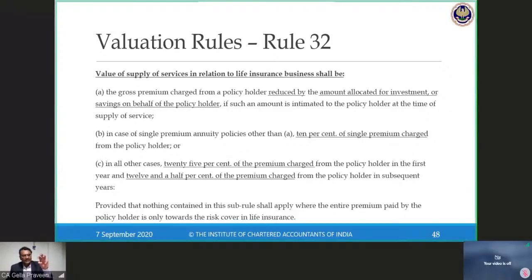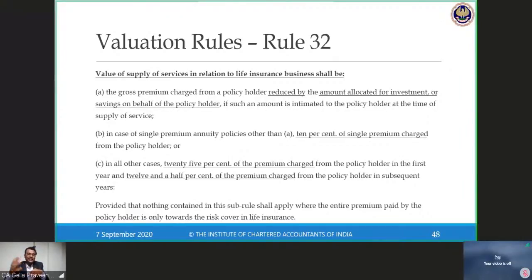I think clause D was not mentioned. The last paragraph, you see, says nothing contained in this sub-rule shall apply where the entire premium paid by the policyholder is only towards risk cover. Now, this ancillary provision is something which is applicable for most of you.